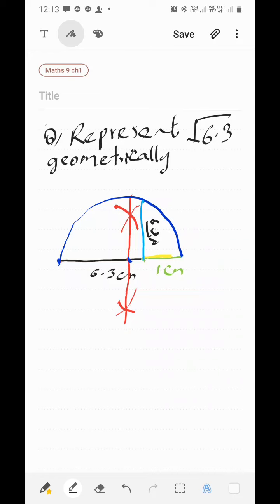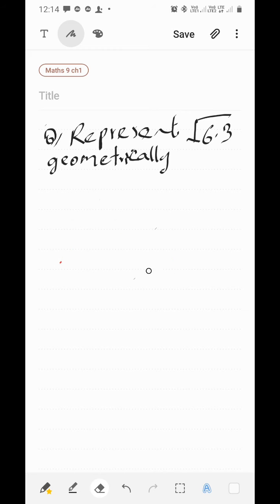Now we are going to discuss an important question. Represent root 6.3 geometrically. Okay, now we are going to discuss a general method to represent irrational numbers geometrically. We have already discussed root 2, root 3, how to locate them on a number line. This is another method. Here we can represent any irrational number in this method. Now look at this, how to represent root 6.3 on a number line, or how to represent it geometrically.